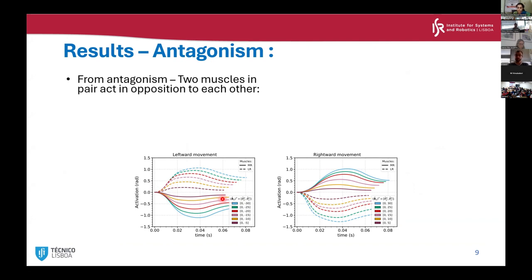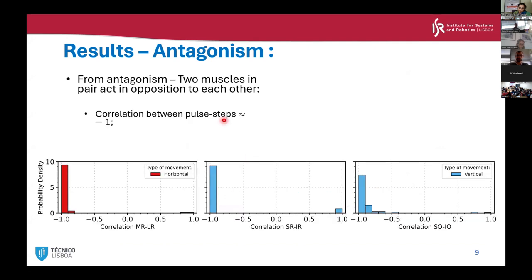We further tested this hypothesis and noticed that the correlation between the activation signals applied to these muscles was computed to be really close to -1, which would imply that these activation signals actually oppose each other, as would be expected by the antagonistic behavior.